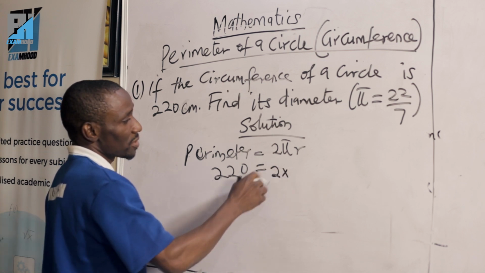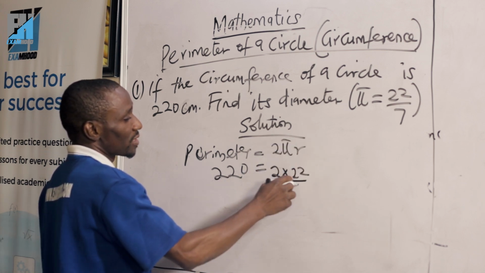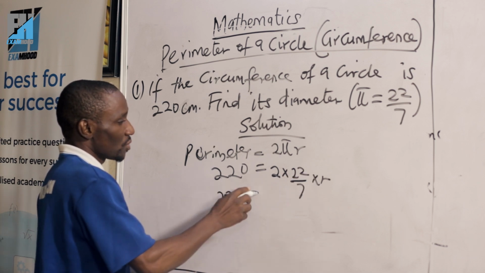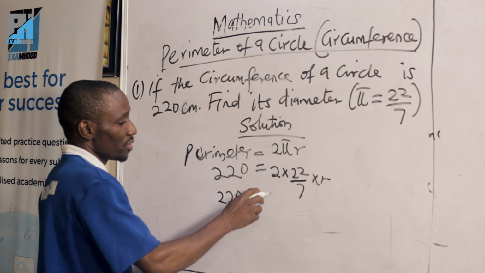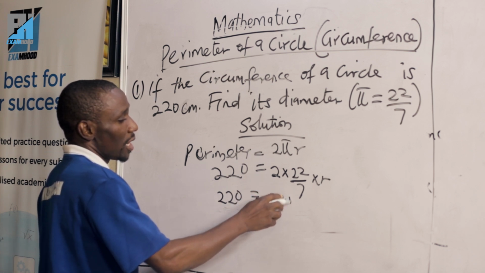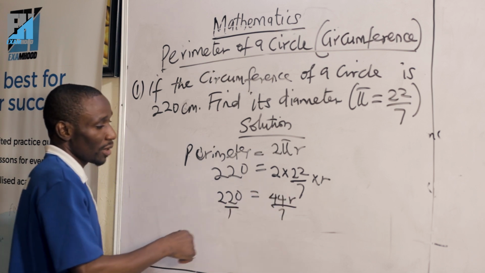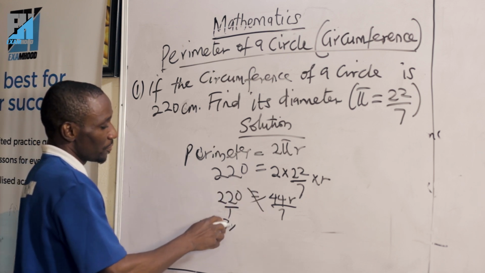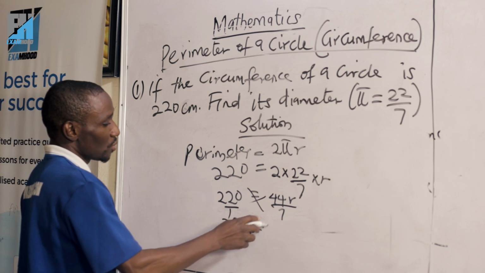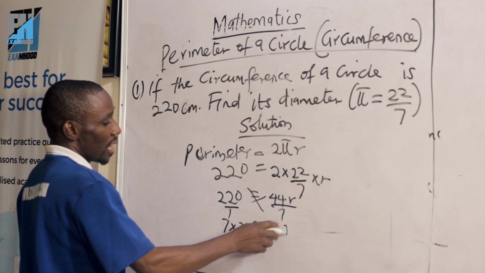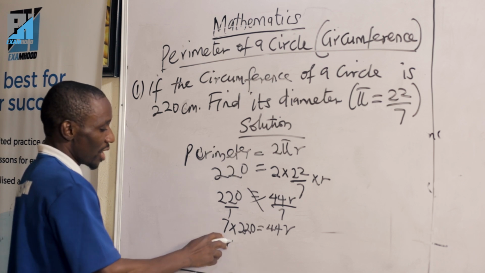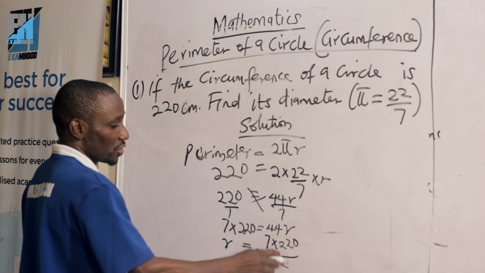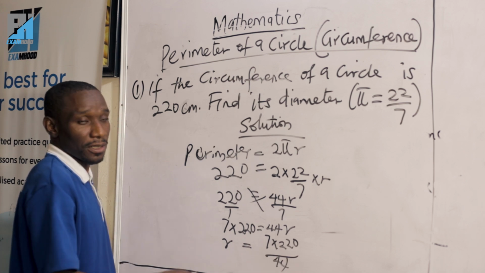So 2 times what's pi? 22/7. We are looking for the radius. Are you there now? So 220 is equal to 22 times 2, which gives you 44r/7. So from here I'm going to cross multiply: 7 times 220 is equal to 44r. So for you to get r, you say r is equal to 7 times 220 all over 44. Are you there now?